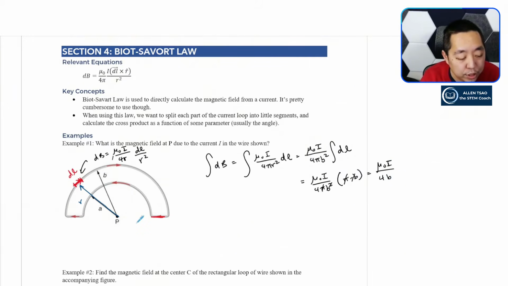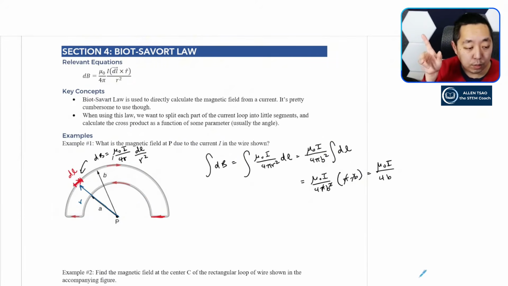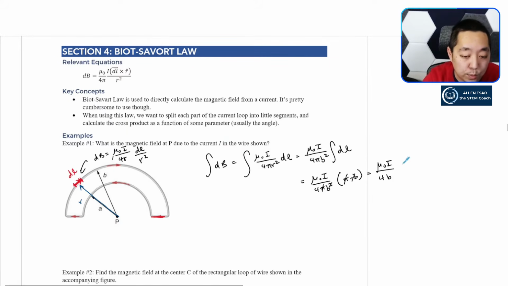Now what's the direction of this? If you do R cross, if you do your dL, which is going up and to the right, so if we do our right-hand rule, dL is my middle finger, crossed with R going up and to the right, my thumb is coming towards me. So this component is pointing out of the page. Okay?